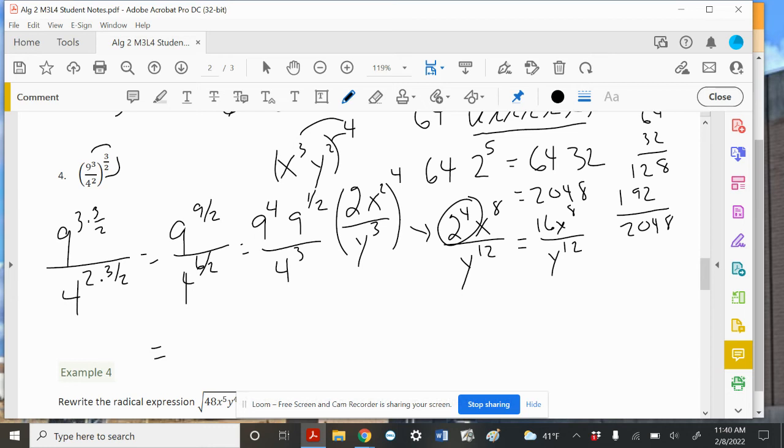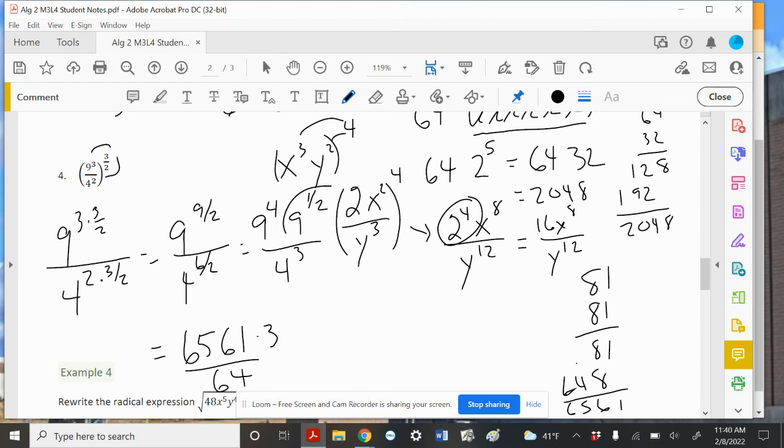So if I were to do that one, 9 to the 4th is 9 times 9 times 9 times 9, which is 81 times 81. That would be 6561, divided by 4 to the third, which is 64. 4 times 4 times 4 is 64. And then in the numerator, I still have this 9 to the 1/2 power, which converts to 3.